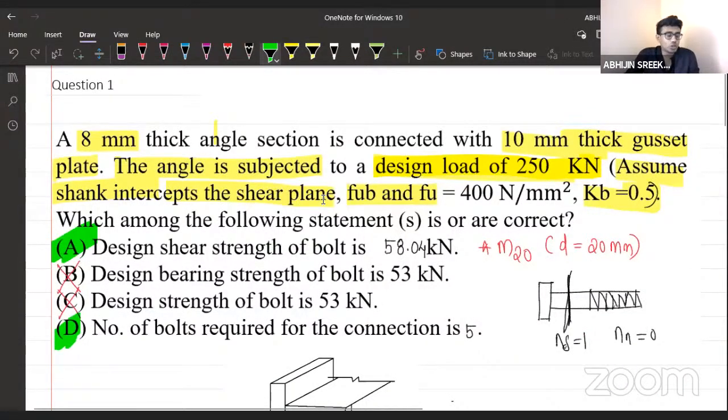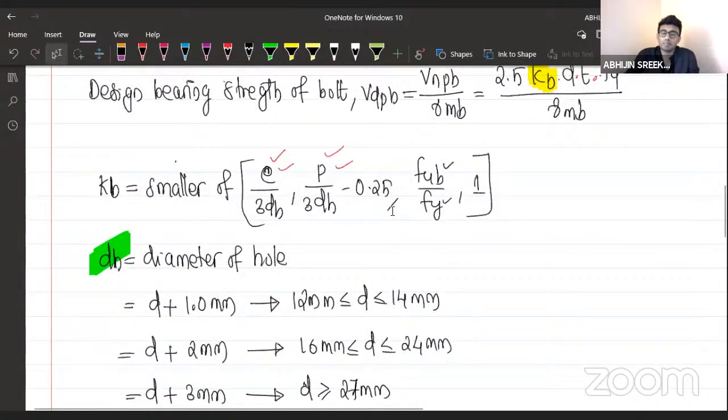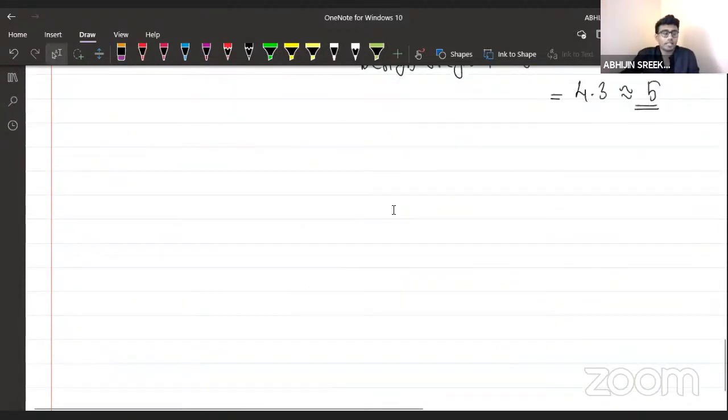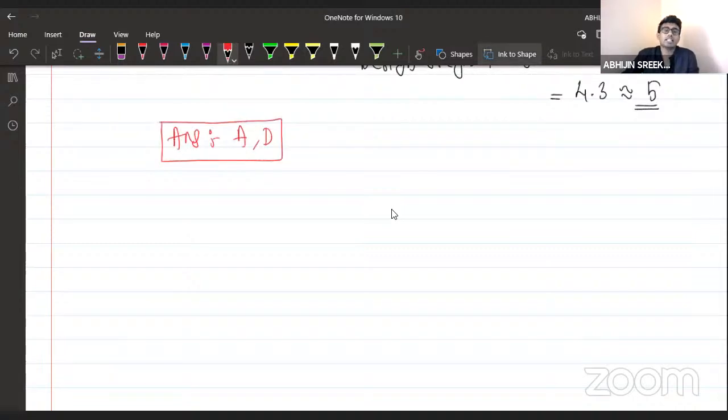As it is an MSQ type question, we need to report our answer like this. So we need to select option A and D as the correct answers. So this is the answer for this particular question.